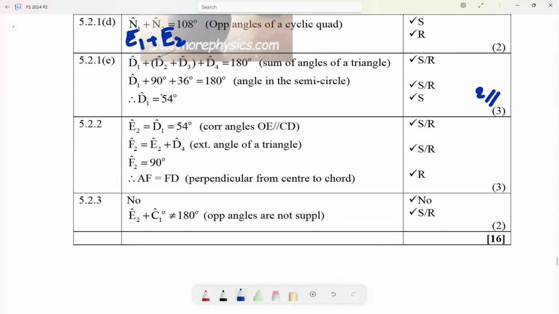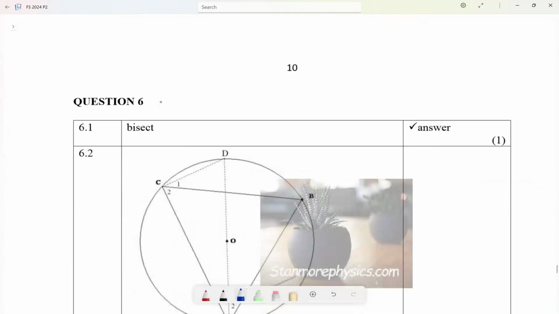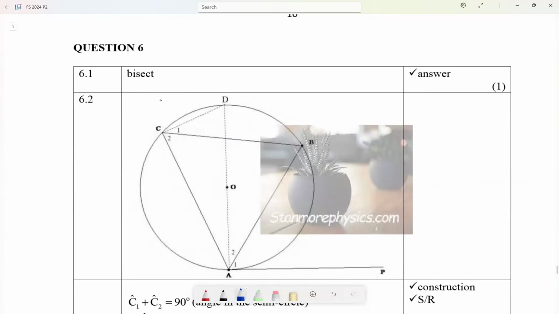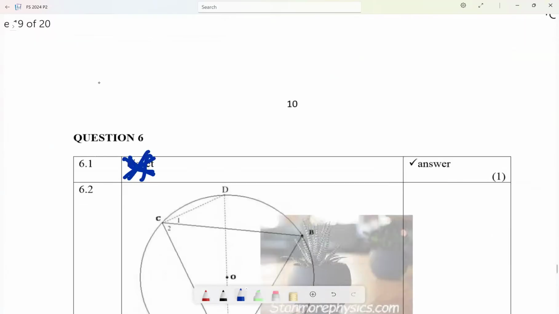Get that one. Then yeah, prove that it is F90. Then they are equal, perpendicular from the center to chord. No. You still remember? They are not. Why E2 plus C1 is not equal to 180, or opposite angles are not supplementary, or are not equal to 180 degrees. You see that? Last time you said no, this one cannot be bisect. The answer bisect was the answer for here. This was the bisect. Here, it is perpendicular. Okay? Perpendicular.